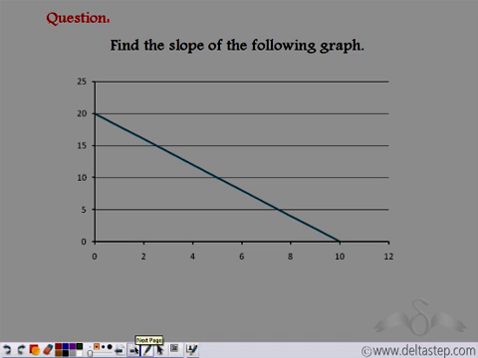Now let's answer a question here. Find the slope of this graph. For finding the slope of this graph, we can take any 2 points. So let me take this point and this point. Slope is defined as change in y coordinate by change in x coordinate, and it is also given by rise by run. What is the rise in moving from left to right? That is in moving from A to B. There is a fall of 20 points. So the rise is -20.